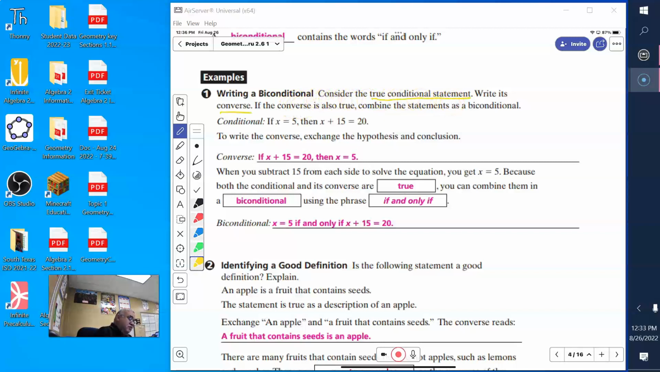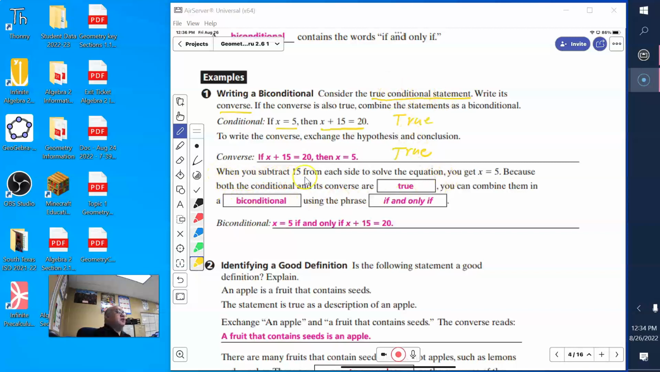Write the converse. If x equals 5, then x plus 15 equals 20. So that's true. Now I'm going to write the converse. If x plus 15 equals 20, then x equals 5. So the converse is also true. So both are true. So now we can write the biconditional.